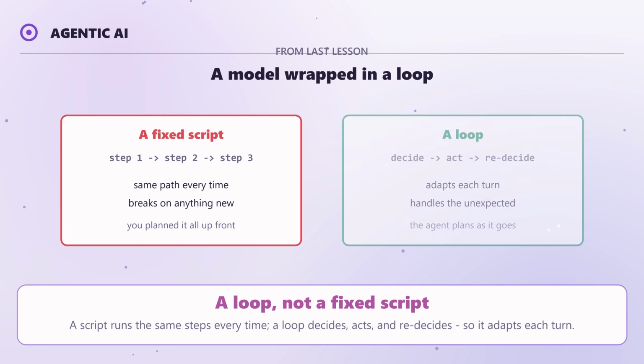First, why loop at all? Why not just a script? A fixed script runs the same steps in the same order every time. Step 1, Step 2, Step 3. That's fine until something unexpected happens. Then it breaks because you had to plan the whole path up front.